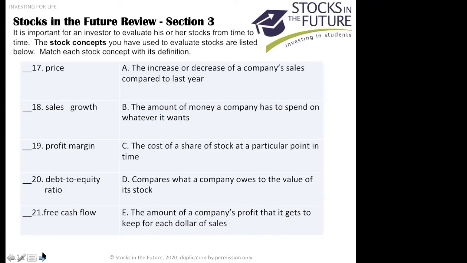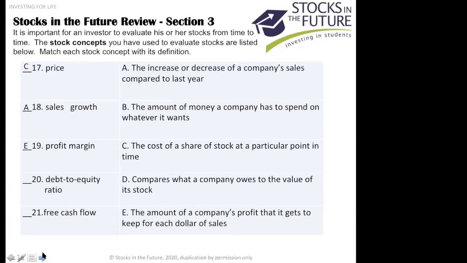All right, so for number 17, you should write down letter C. Price is the cost of a share of a stock at a particular point in time. Number 18, sales growth is going to be letter A: the increase or decrease of a company's sales compared to last year. Number 19, profit margin is going to be letter E: the amount of a company's profit that it gets to keep for each dollar of sales.